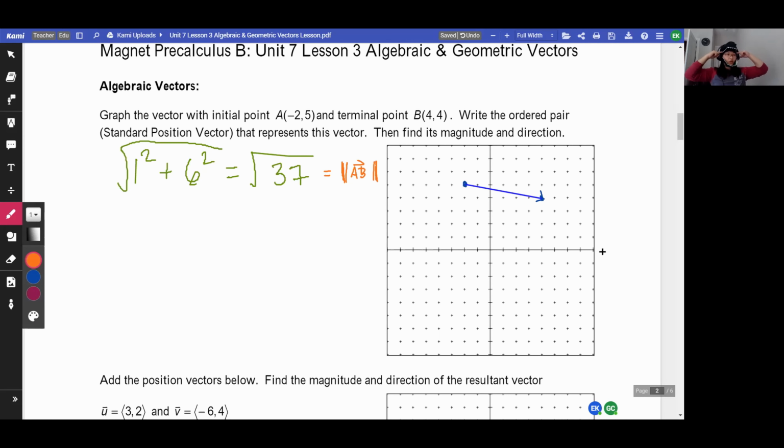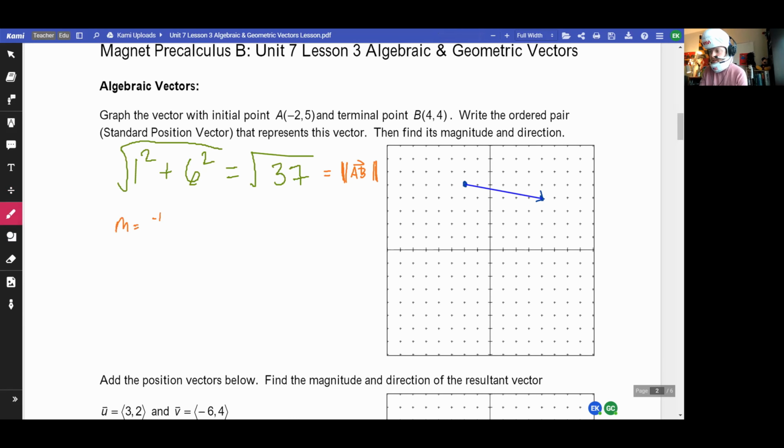Well, I'm thinking, what's the slope of this line? Or the slope of the line that goes through where this vector is, which is, I think, -1. Rise over run, -1/6. So the slope of this thing is -1/6. Okay. Is that what you want to describe the direction as?